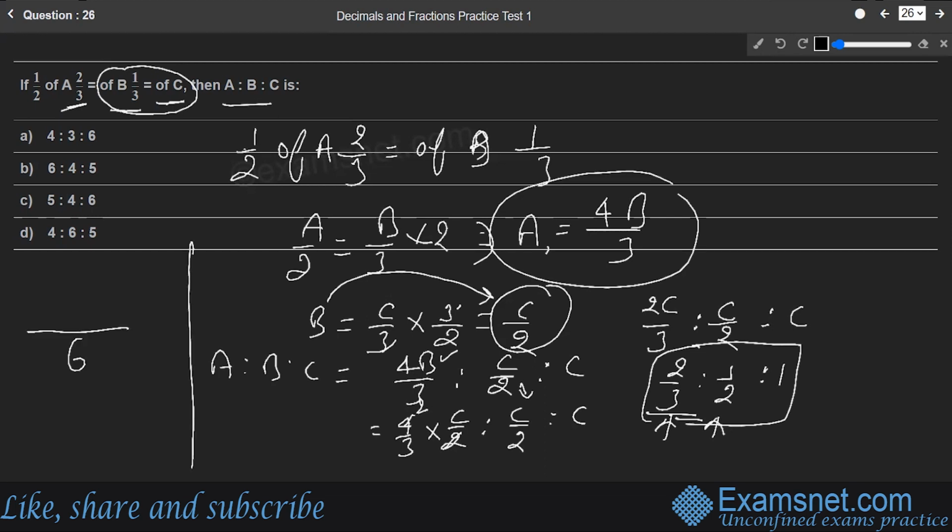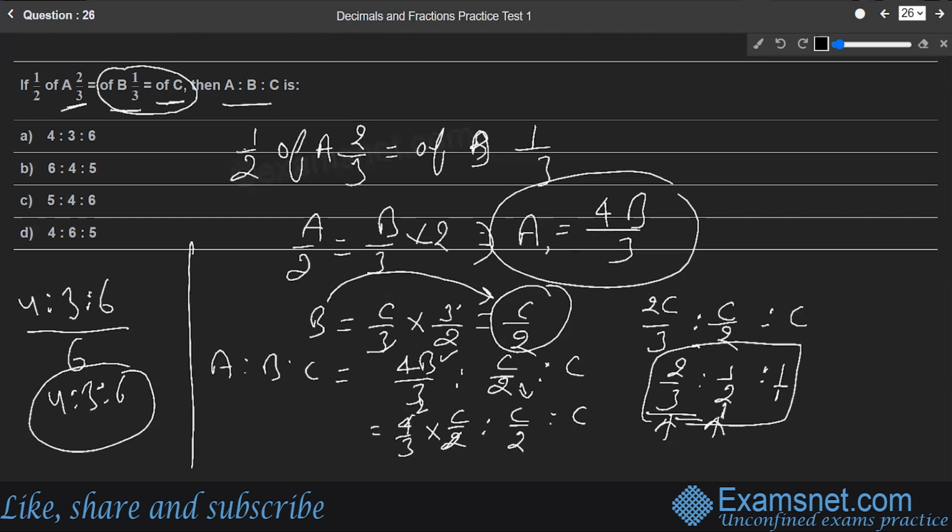So the LCM of 6 can be created with the first 3: 3 twos are 6, so it has to be 2 into 2, which is 4. The second denominator is 2, so 2 threes are 6, and 3 into 1 is 3. The last has nothing in the denominator, so 1 is to 6 is simply 6. So the result becomes 4 is to 3 is to 6. That is the ratio of A is to B is to C.